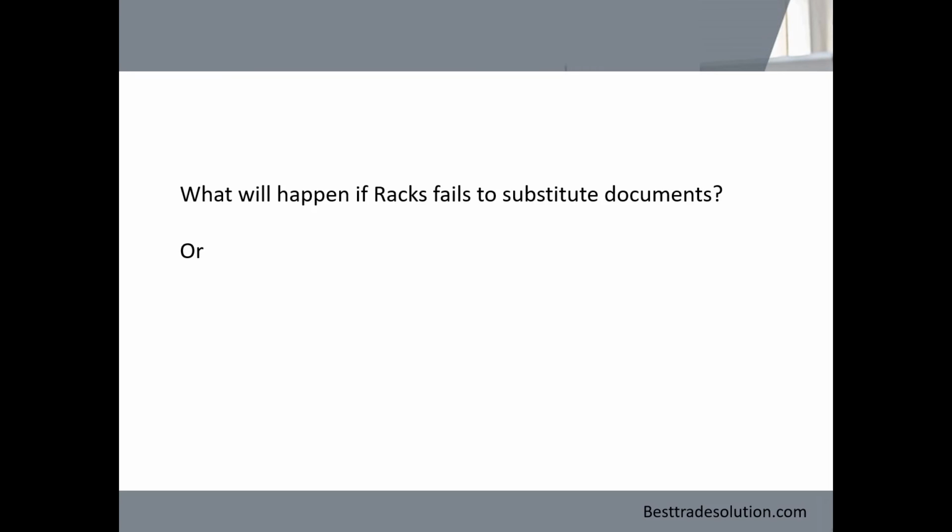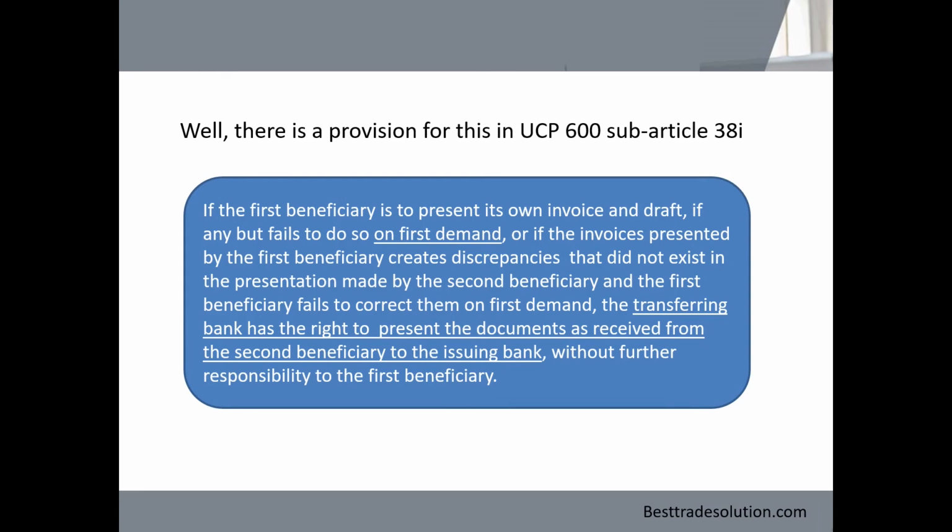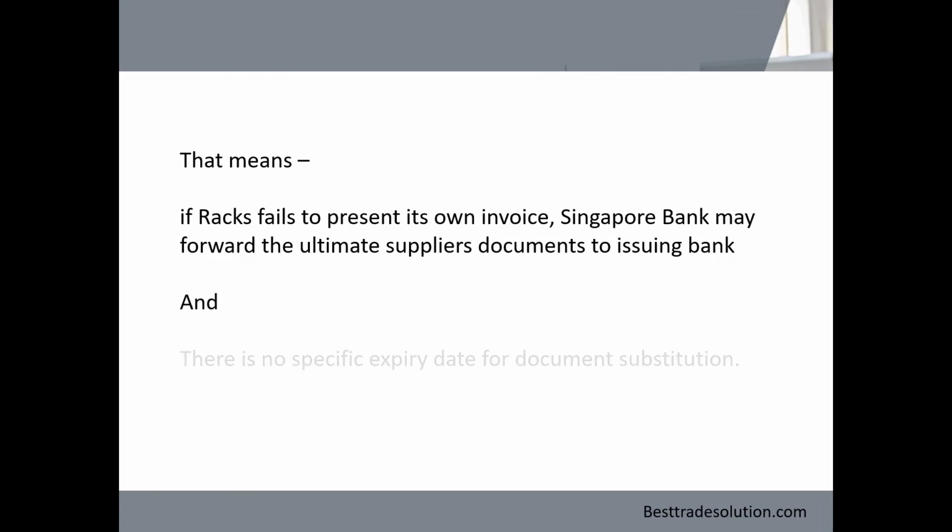What will happen if Racks fails to substitute documents? Or, is there any expiry date within which Racks has to present its own documents? Well, there is a provision for this in UCP600 subarticle 38i. If the first beneficiary is to present its own invoice and draft, if any, but fails to do so on first demand, or if the invoices presented by the first beneficiary create discrepancies that did not exist in the presentation made by the second beneficiary and the first beneficiary fails to correct them on first demand, the transferring bank has the right to present the documents as received from the second beneficiary to the issuing bank, without further responsibility to the first beneficiary. That means if Racks fails to present its own invoice, Singapore Bank may forward the ultimate supplier's documents to the issuing bank, and there is no specific expiry date for document substitution.